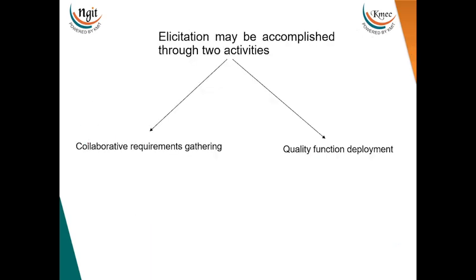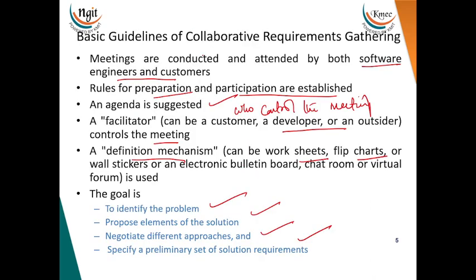It is of two types. One is collaborative requirements gathering, the other is quality function deployment. First, the basic guidelines of collaborative requirements. Meetings are conducted by both the software engineer as well as the customer, and rules are prepared by the participants. Rules are prepared and participants are established.